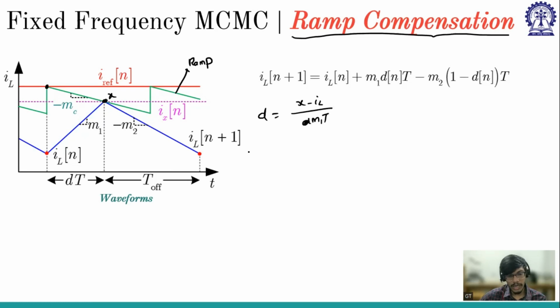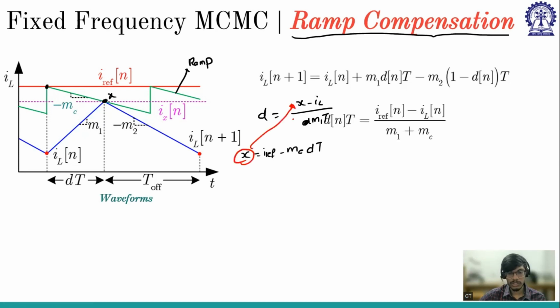And X is what? X is nothing but I reference minus MC into dt. So if you substitute this value of X in this expression and solve for duty ratio, you will be getting this expression. So duty ratio is I reference minus IL by M1 plus MC. So you got this expression.